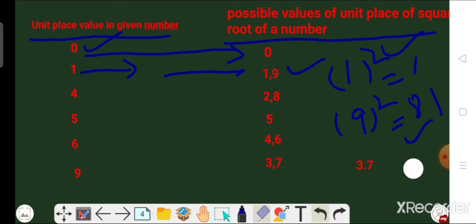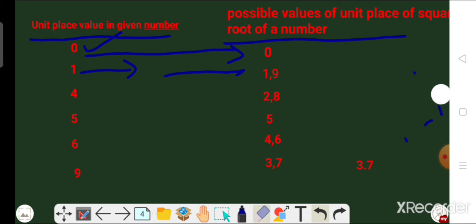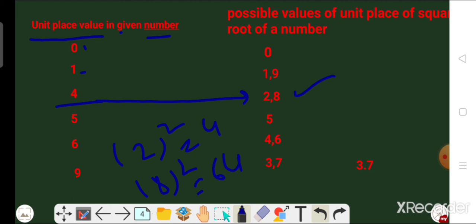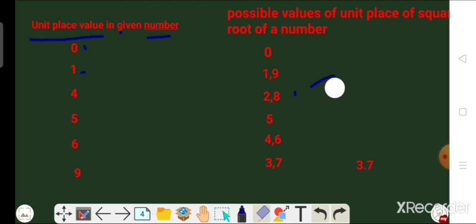Okay. Now the given number has unit place equal to 4. If the given number has unit place equal to 4, then the possible values of the unit place of the square root of that number are 2 and 8. In the same manner, square of 2 is equal to 4 and square of 8 is equal to 64. In both cases again the unit place is 4. Okay. So that's why the unit place of the square root of a given number having 4 as unit place value is 2 or 8.